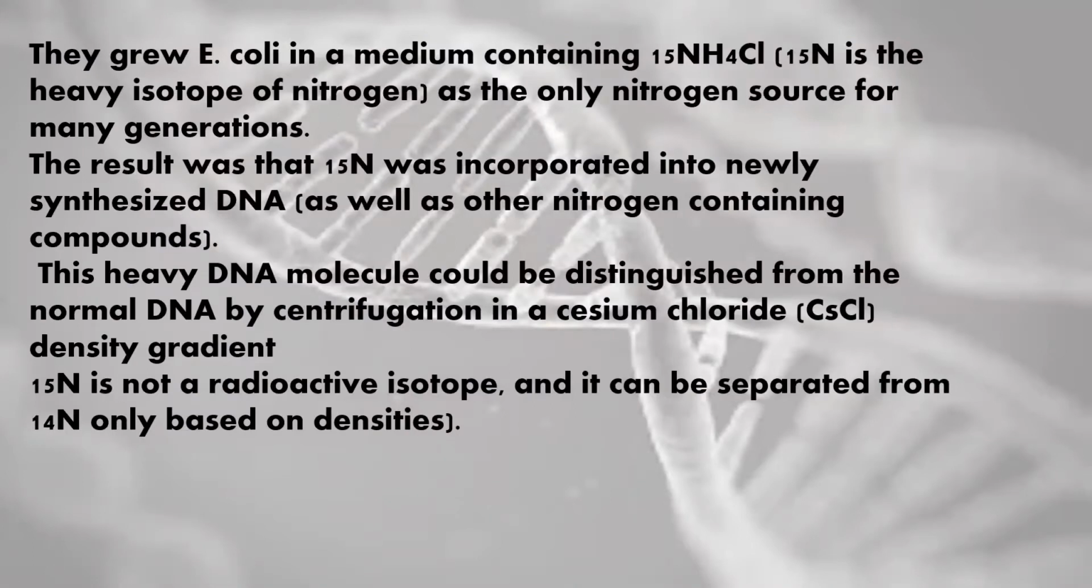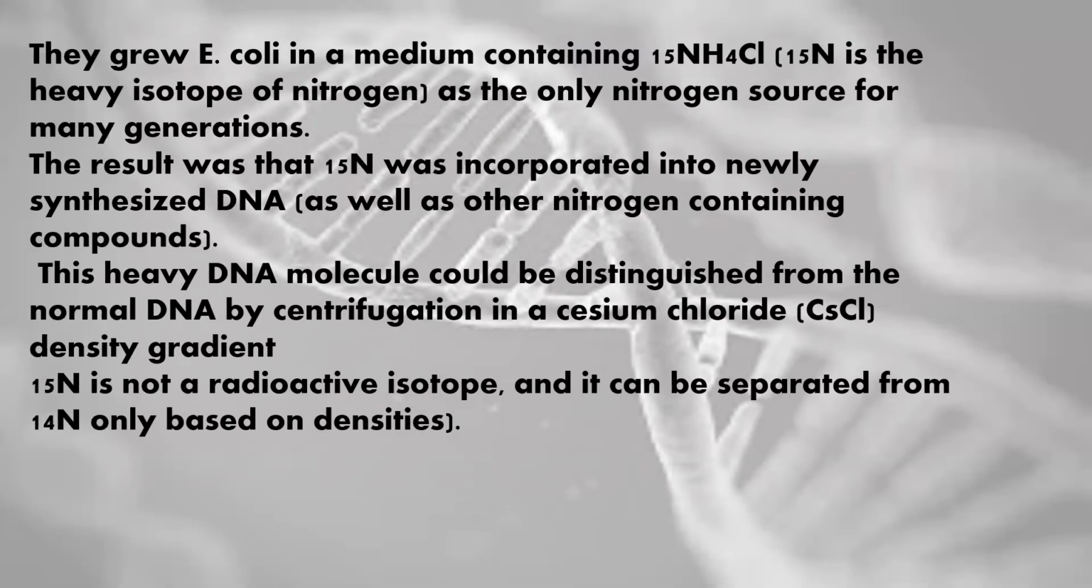So what they did, they grew E. coli in a medium that was having ammonium chloride in which N15 was used. So normal N we know is 14, but in this ammonium chloride, N15 was used. So 15N is the heavy isotope of nitrogen, and this was the only source of nitrogen for various generations growing in that particular medium.